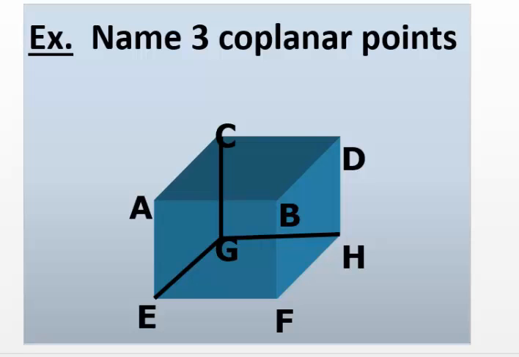So a few examples. We're going to go ahead and name 3 coplanar points. There's many that are coplanar, so I'm going to list a few different answers. I could say A, E, G are coplanar. They're all on that left side of the cube. I could say A, B, E. Those are coplanar. They're on the front side. How about F, H, G? Those are coplanar. They're all on the bottom.